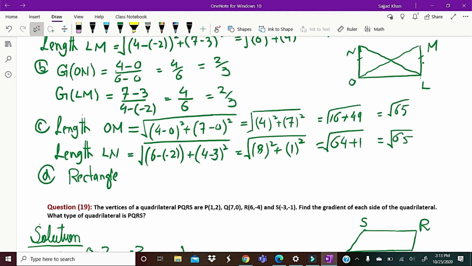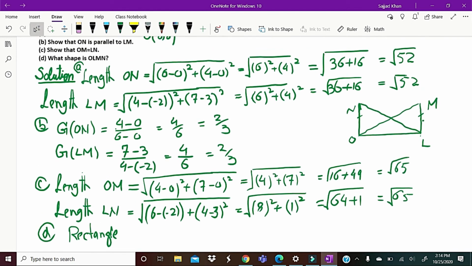In part C, we have to show that the length of OM is equal to the length of LN. So again, if we use the points and simplify it, we get that the length of OM is square root 65 and the length of LN is again square root 65. It means they are the same. And now this makes the quadrilateral a rectangle, because we have shown that ON is parallel to LM, and also we have shown that the length of OM is the same as the length of LN. So these two lengths are the same, and that is the case in only a rectangle. So that is a rectangle.